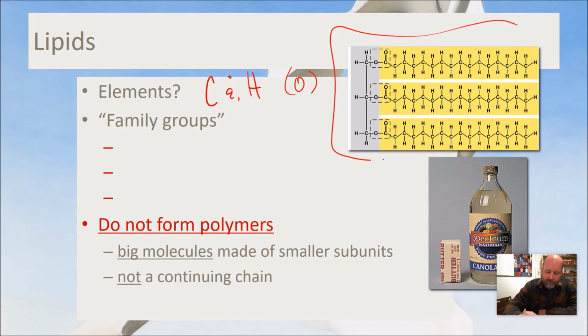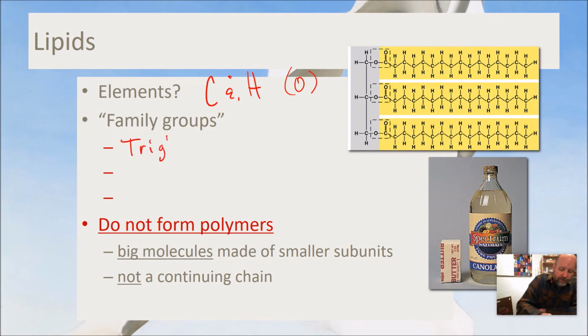But for example, this is a kind of typical fat molecule, and you can see there's lots and lots of just hydrocarbons out here. And then there's oxygens over on this glycerol part, the backbone part of this. They come in three main groups, and they are triglycerides, phospholipids, and steroids.